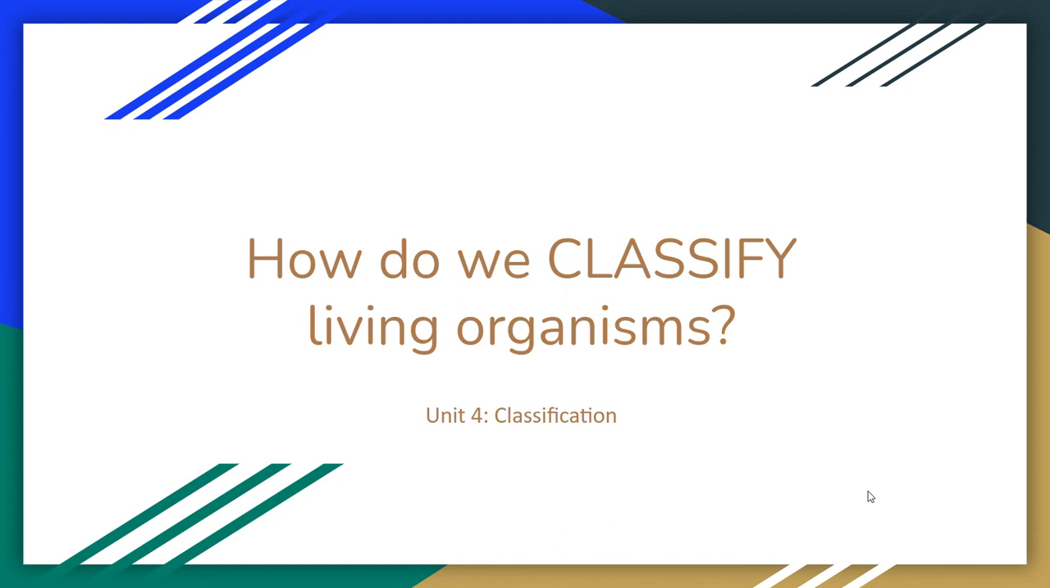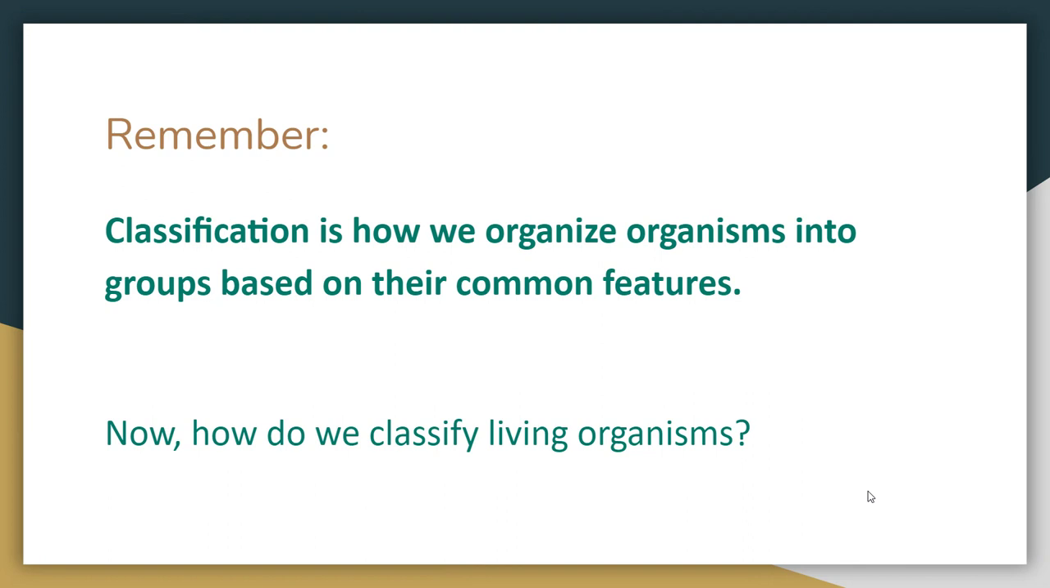Hey guys, so let's continue our conversation about classification. So, yesterday we talked about how classification is what we use to organize or group organisms based on their common features. You could have thought about if they have fur or feathers, if they are rod shaped, if they have legs, if they have only 4 legs, 2 legs, or 8 legs. All these different things are common features that we have used to classify different organisms into groups.